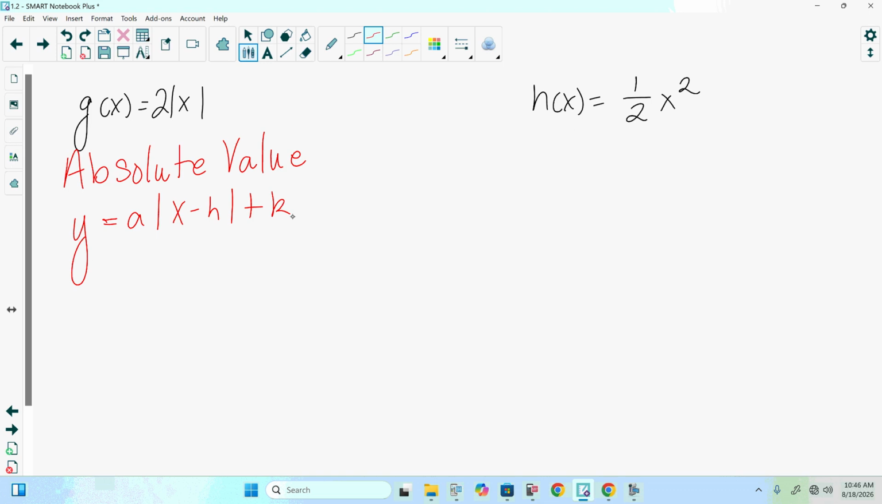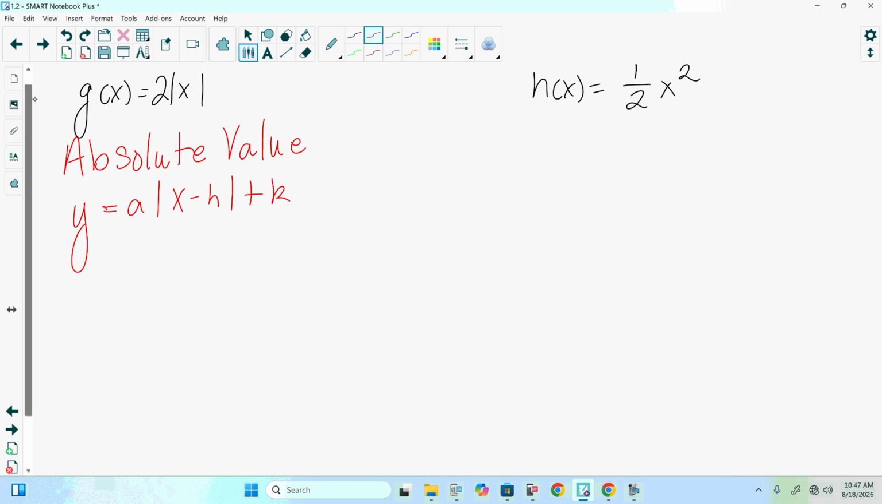Do we have a value for k? Do we have something added to the end or subtracted? No, so that means it does not move up or down. Do we have a value for h, moving left or right? No, so there's no left or right movement, but there is a value for a, yes? Is the value of a negative? No, because if it was, then it would be a reflection across the x-axis. Because a is positive, there is no reflection.